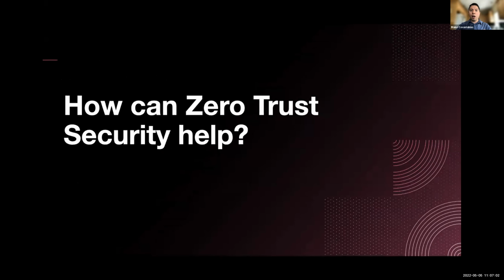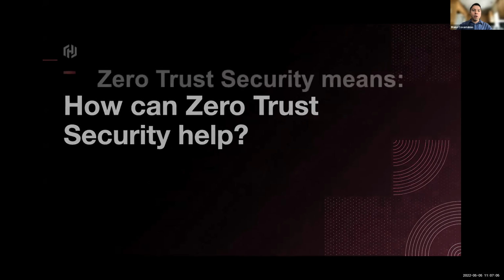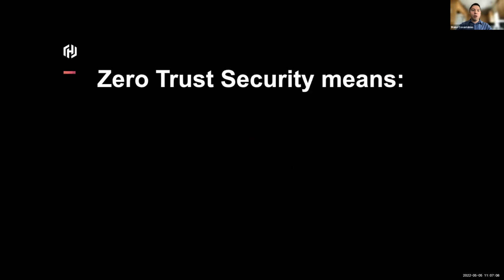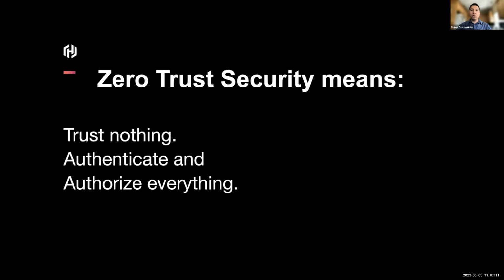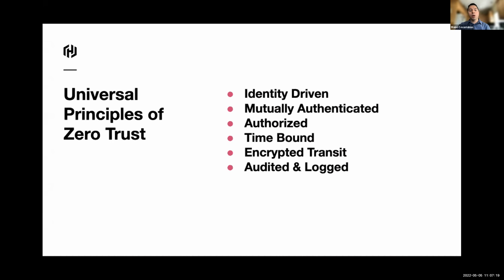So how can Zero Trust help with these challenges? First, let's define what Zero Trust security means. In a nutshell, it means that applications should trust nothing and authenticate and authorize everything. If we break that down a little more, that means that security should be based off of service identity, not IP addresses. Services should mutually authenticate those identities when establishing connections to other applications in the environment. The service's identity, and again, not IP, should also be used for making authorization decisions.